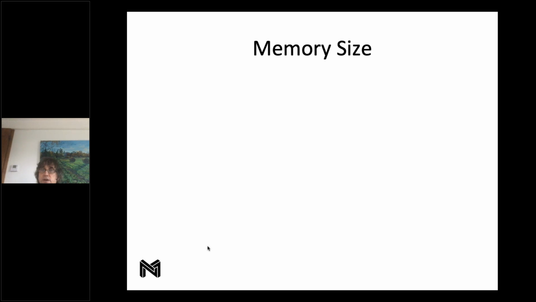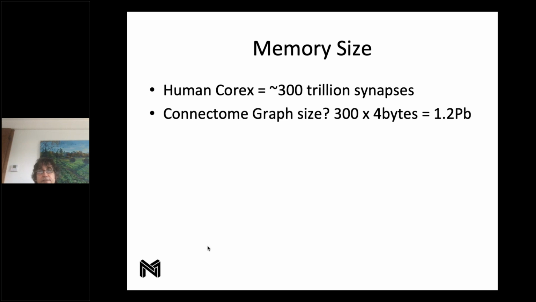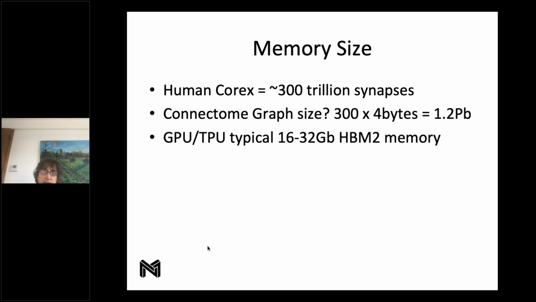So that was compute. What about memory size? Well, the human cortex has about 300 trillion synapses. If you think of that as a graph, just as a minimal representation of a graph, that comes out to be about a petabyte of memory. The typical GPU or TPU has 16 to 32 gigs of HBM2 memory. So your brain is about a petabyte, and this is about 16 gigs.